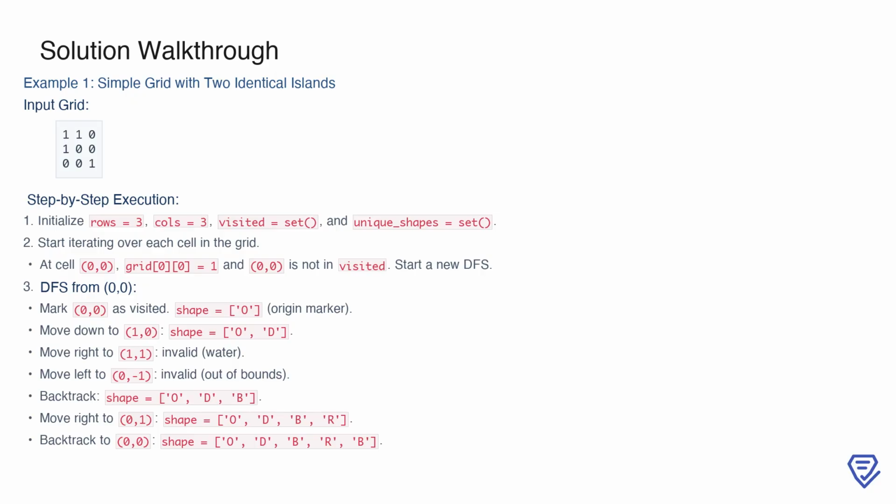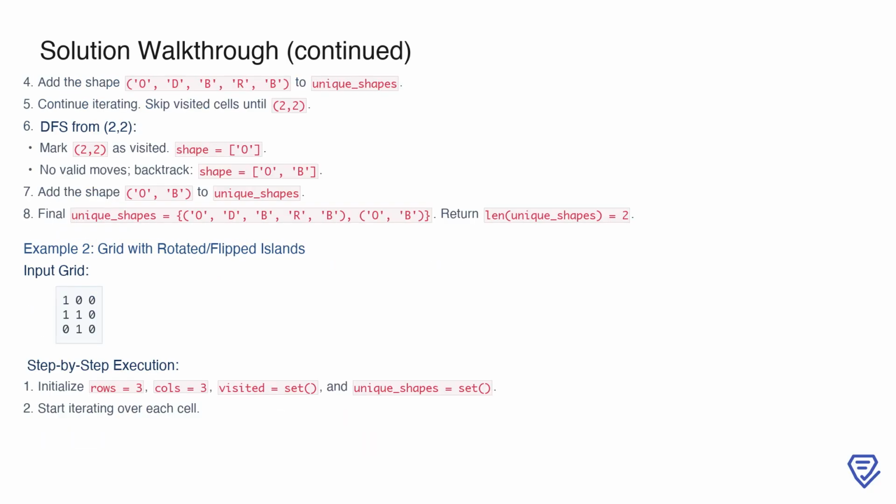Moving right to 1, 1 is invalid because it is water, and moving left to 0, 1 is out of grid bounds. Backtracking to the previous cell adds B to the shape. From 0, 0, we next move right to 0, 1, adding R to the shape. Finally, we backtrack once more to 0, 0, completing the shape as O, D, B, R, B. The completed shape, represented as the tuple O, D, B, R, B, is added to the set of unique island shapes.